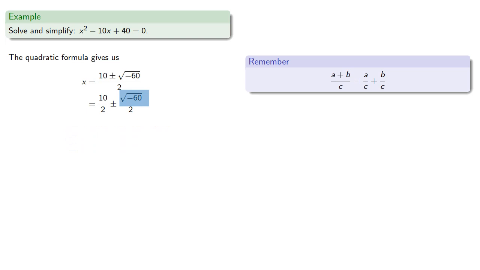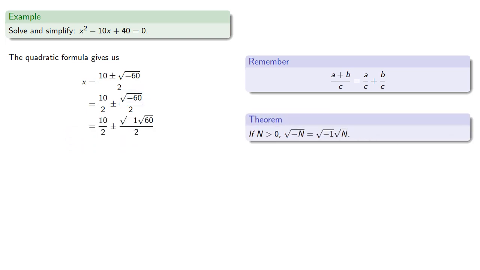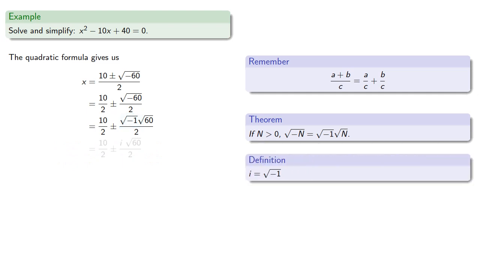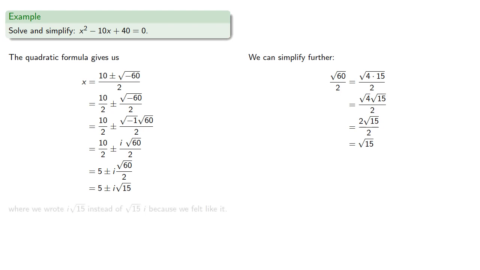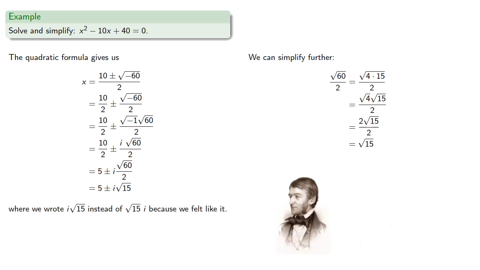This square root of negative 60, we can rewrite the square root of negative 1 as i. And we can simplify the radical square root of 60, where here we've written the i first.